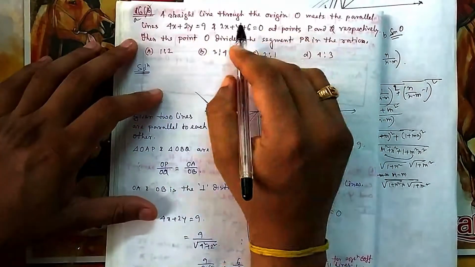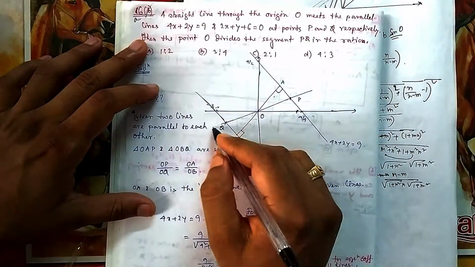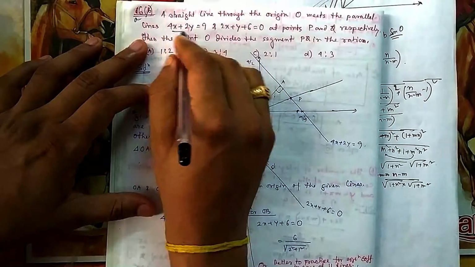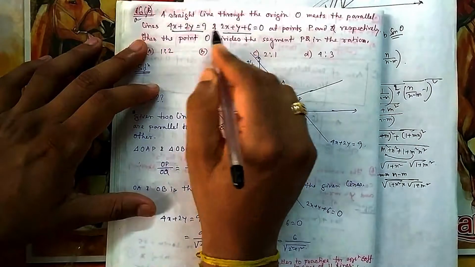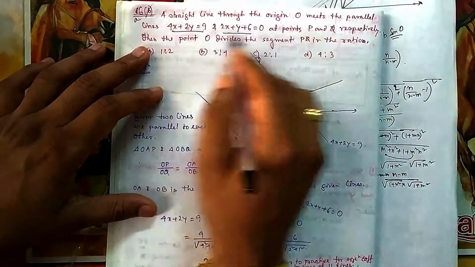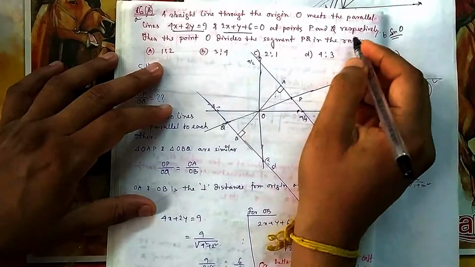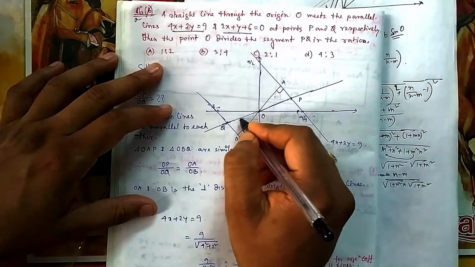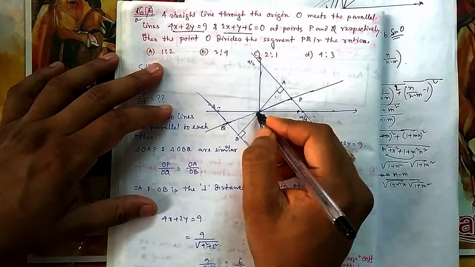So here what they are asking: a straight line passing through origin O meets the parallel lines. Suppose this is the line, it meets 2 parallel lines, this one 4x plus 2y. How are they parallel? If you take 2 common, it is 2x plus y equal to 9 by 2 if you divide it by 2. So the parallel lines meet the line at points P and Q, then O divides the segment PQ in what ratio? They are asking how O divides PQ, so PO is to OQ.